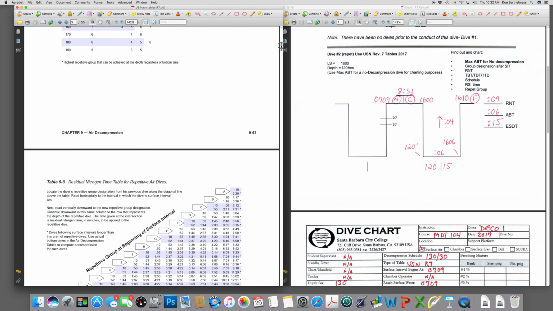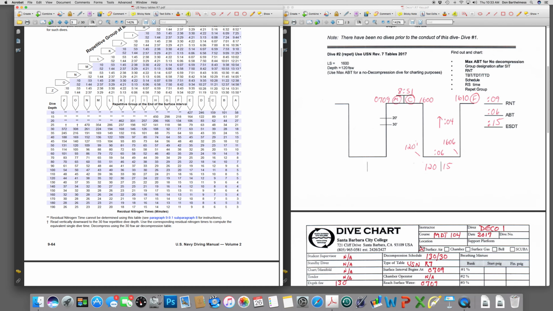And that's what the table is for here. So you're going to follow the arrow down from C down to where it intersects with 120. And it intersects right here at 9 minutes. 9 minutes of residual nitrogen time. So what that means, folks, is this diver, due to the prior dive and waiting for 8 hours and 51 minutes, still has 9 minutes of nitrogen in their body at 120 feet.